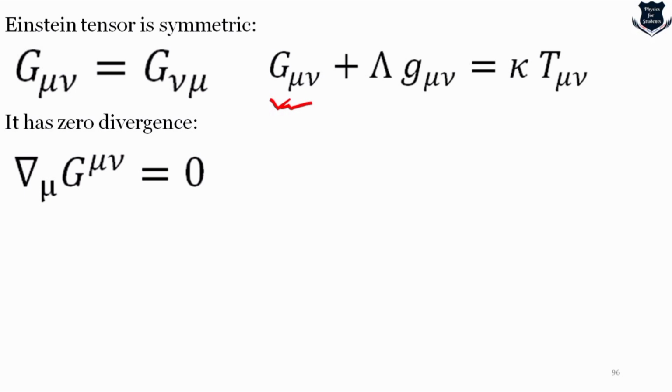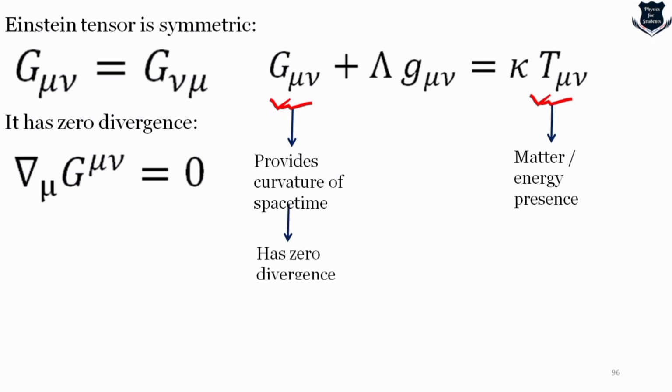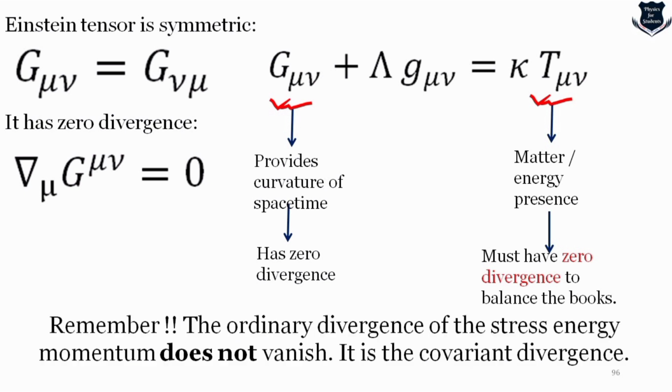As you see, G mu nu provides curvature of spacetime because we have just contracted the Ricci part, and T mu nu denotes what is called matter-energy presence. So if this has got a zero divergence, this has to have a zero divergence so that the books balance. And remember one thing here, that the ordinary divergence of the stress-energy-momentum tensor doesn't vanish. It is the covariant divergence. You might ask whether it is similar to the conservation of energy? Yes, but not the ordinary one, which is the covariant divergence one.